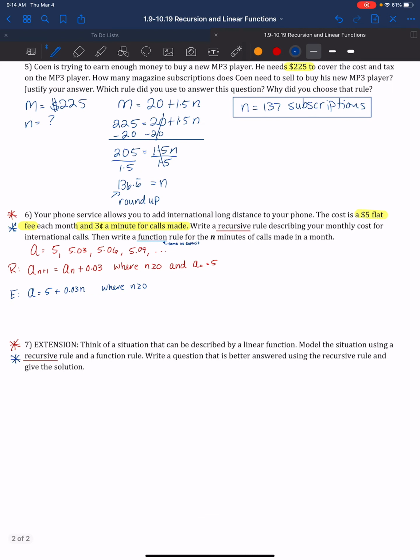And then the last one, it says, think of a situation that can be described by a linear function. Model the situation using a recursive rule and a function rule, okay? So write a question that is better answered using the recursive rule and give the solution. So your answers are going to vary, right? It just depends on what kind of situation you think of.